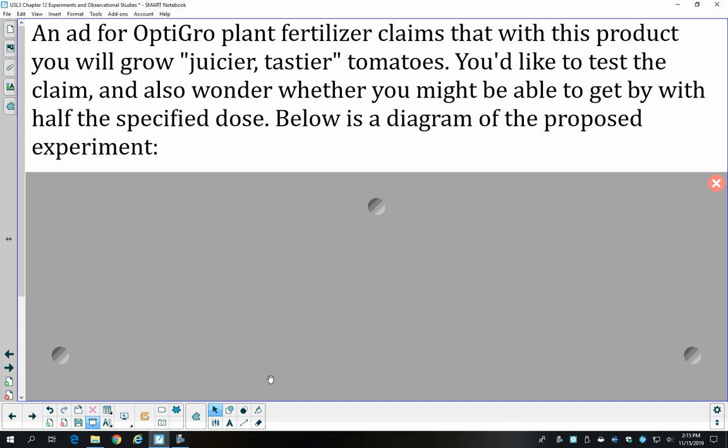So take a second and read this scenario, and we're going to talk about how an experiment would work for these tomatoes.